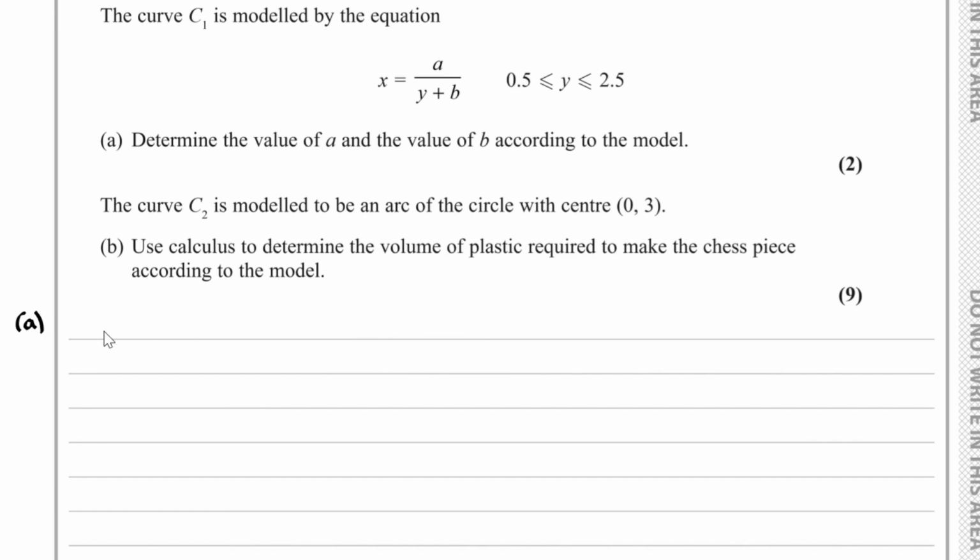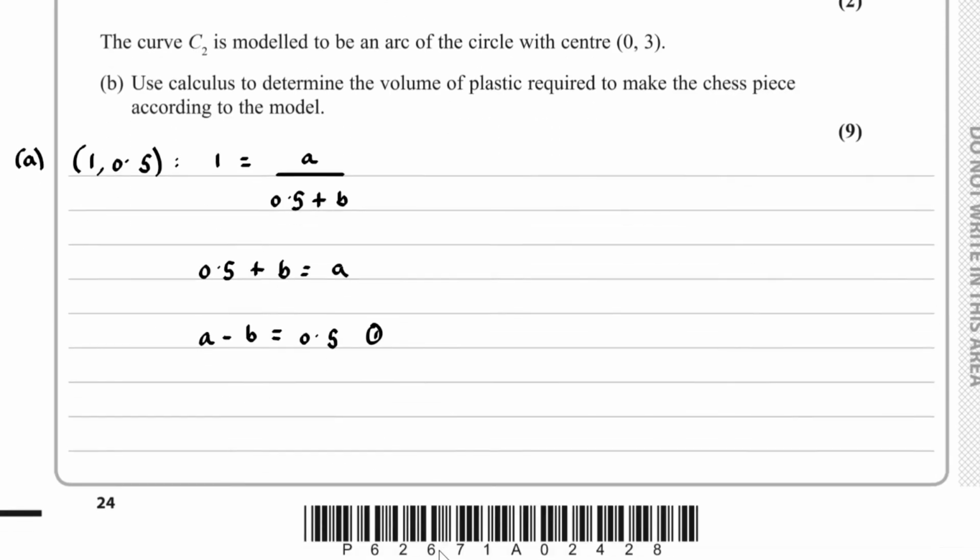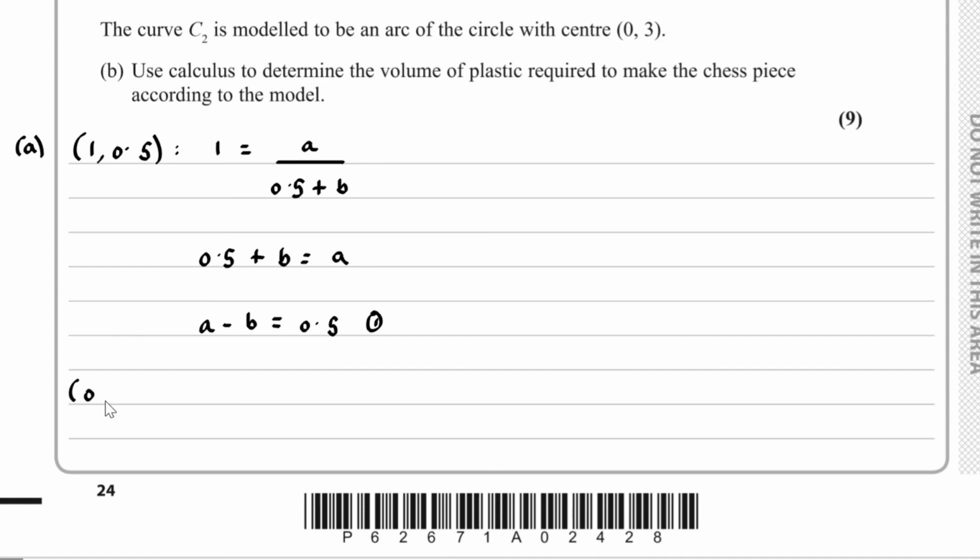So for part a, we begin with the coordinates (1, 0.5). So we've got 1 equals a over (0.5 plus b). So therefore, we've got 0.5 plus b equals a, so a minus b is equal to 0.5. We'll call this equation 1. And if we substitute in the 0.5 and the 2.5, we have 0.5 equals a over (2.5 plus b).